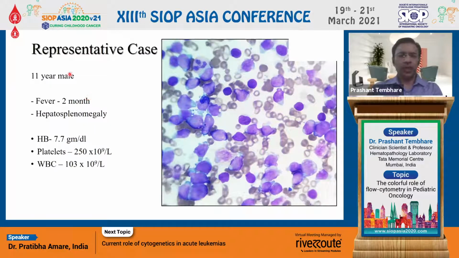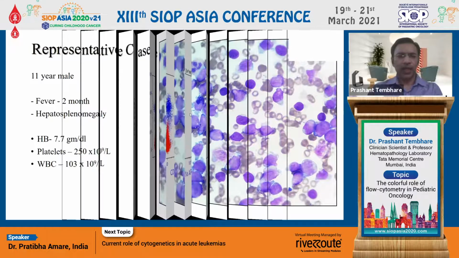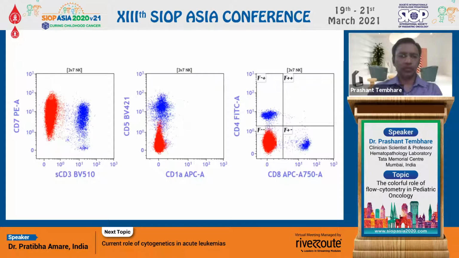Just to show an example, an 11-year-old boy presented with a very high count. You can see these are all blasts, and they look morphologically lymphoid. These blasts are shown in red, and the normal T cells are shown in blue. The blasts were all surface CD3 negative, cytoplasmic CD3 positive, and CD7 positive. If you look at CD4 and CD1A, they were negative.